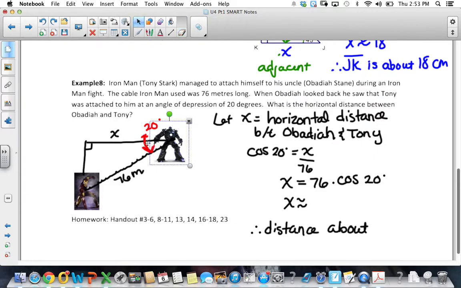I know the angle. It's a right triangle, and I know the hypotenuse. So again, cosine is most appropriate because I have the adjacent side and the hypotenuse. So I have my let statement. I set up my trig function. Cosine of 20 equals x adjacent over 76. Cross multiply, and I have approximately 71. So the horizontal distance is approximately 71 meters. So there is a context problem.